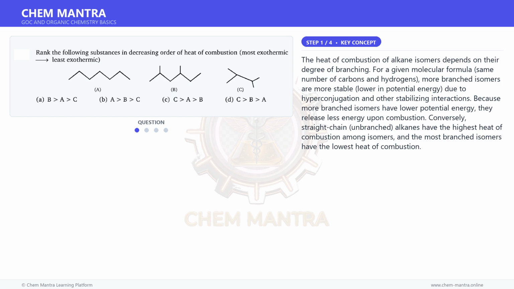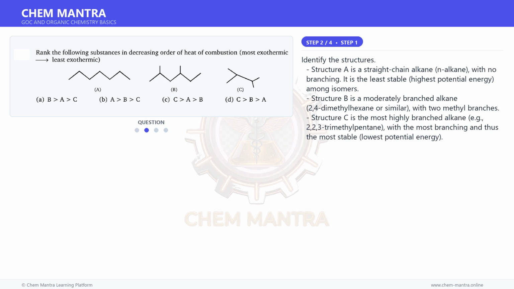The heat of combustion of alkane isomers depends on their degree of branching. For a given molecular formula, same number of carbons and hydrogens, more branched isomers are more stable, lower in potential energy due to hyperconjugation and other stabilizing interactions. Because more branched isomers have lower potential energy, they release less energy upon combustion. Conversely, straight chain, unbranched alkanes have the highest heat of combustion among isomers, and the most branched isomers have the lowest heat of combustion. Moving on to the next step.